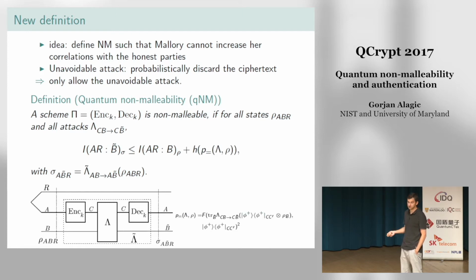And as I said, there's an unavoidable attack that we have to take into account. Okay? This is done by this binary entropy term here. This is a little bit technical, but you should think that this P equals amount here is roughly the probability that Mallory decides to just let the ciphertext pass through. And if you take the binary entropy of this, this turns out to be the right way to quantify this increase in correlations. Okay?